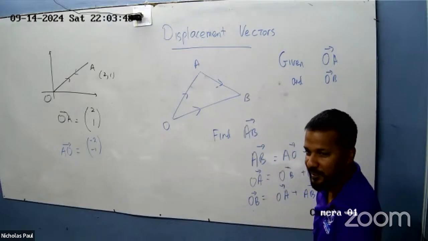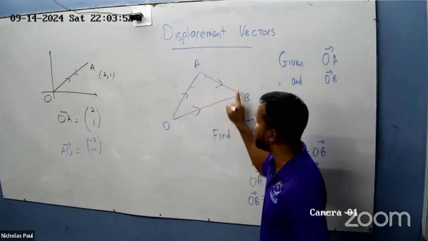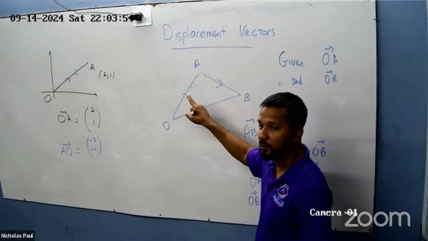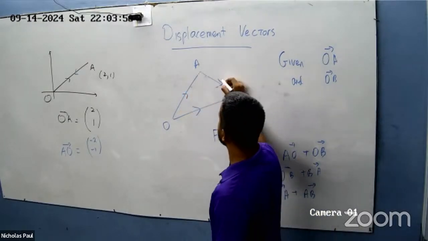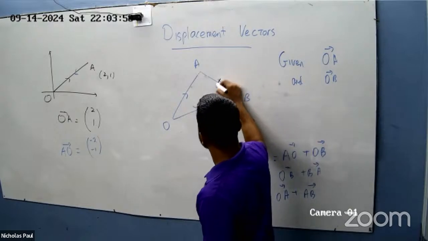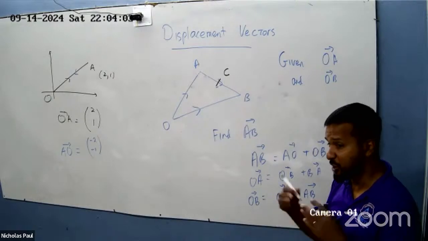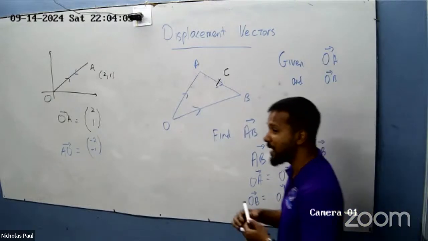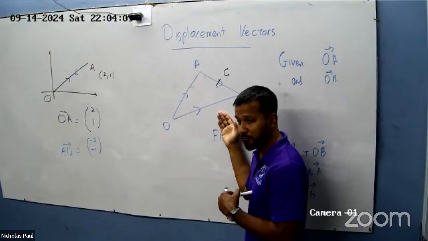C is the midpoint of AB. So where do I put C on this diagram? In the middle here, right? C is the midpoint of A and B, so I'll put C in the middle there. That's okay? So they will give you additional information, and you take that info and you put it in the diagram. All okay with that?